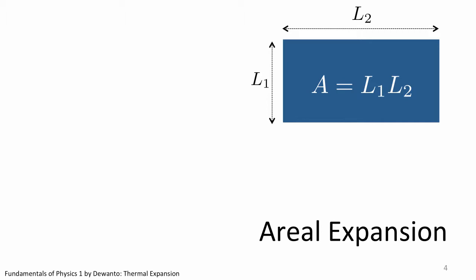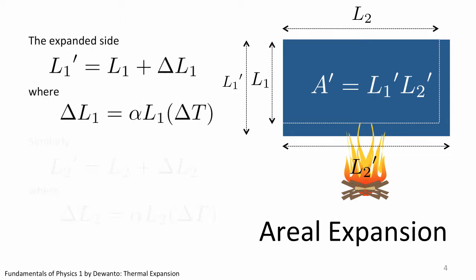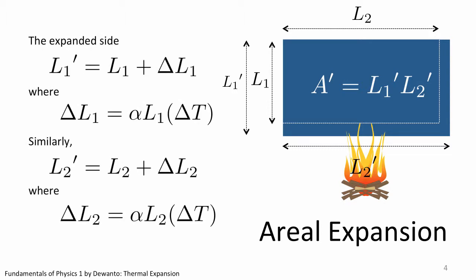The rectangular plate has an area A, which is given by L1 times L2. After heating, it is expanded to a larger area A prime. Each dimension, or each side, of the rectangle will expand independently. Hence, similar to the previous slide, the expanded sides of the rectangle are given by L1 prime and L2 prime, which are related to the original sides by the following equation. What we are about to go through in the next slide is a derivation of how the expanded area A prime is related to the original area A. So here we go.